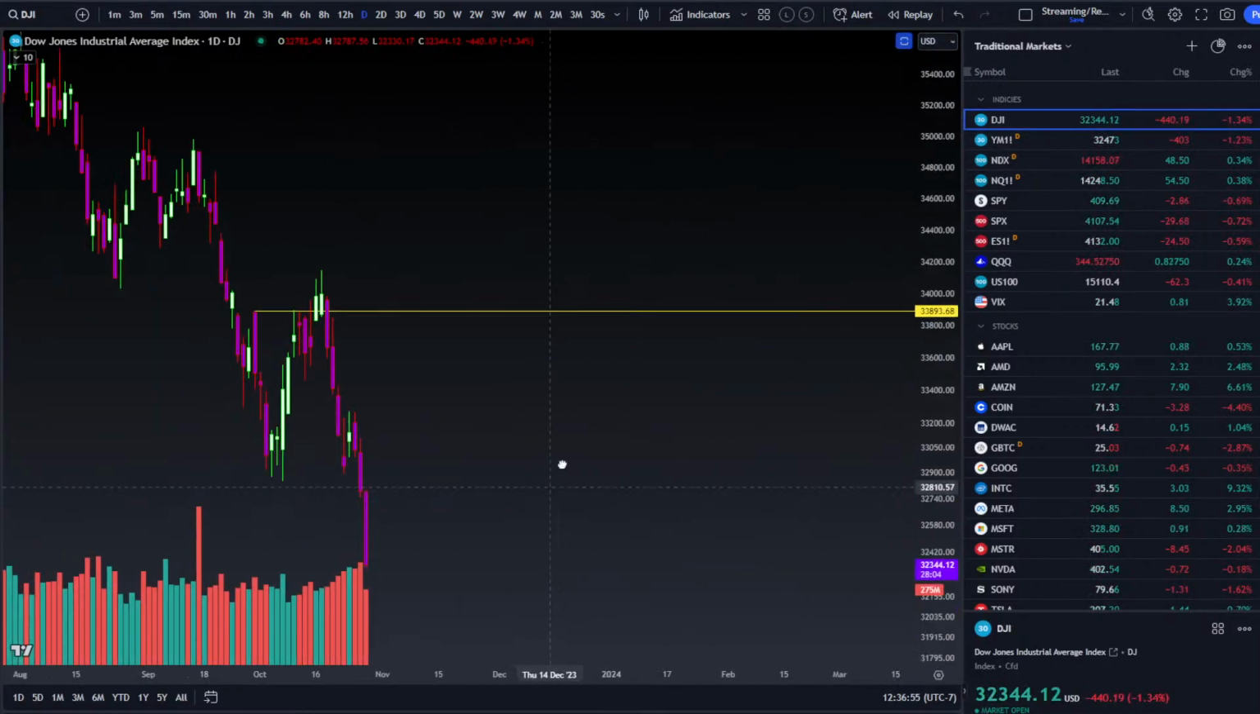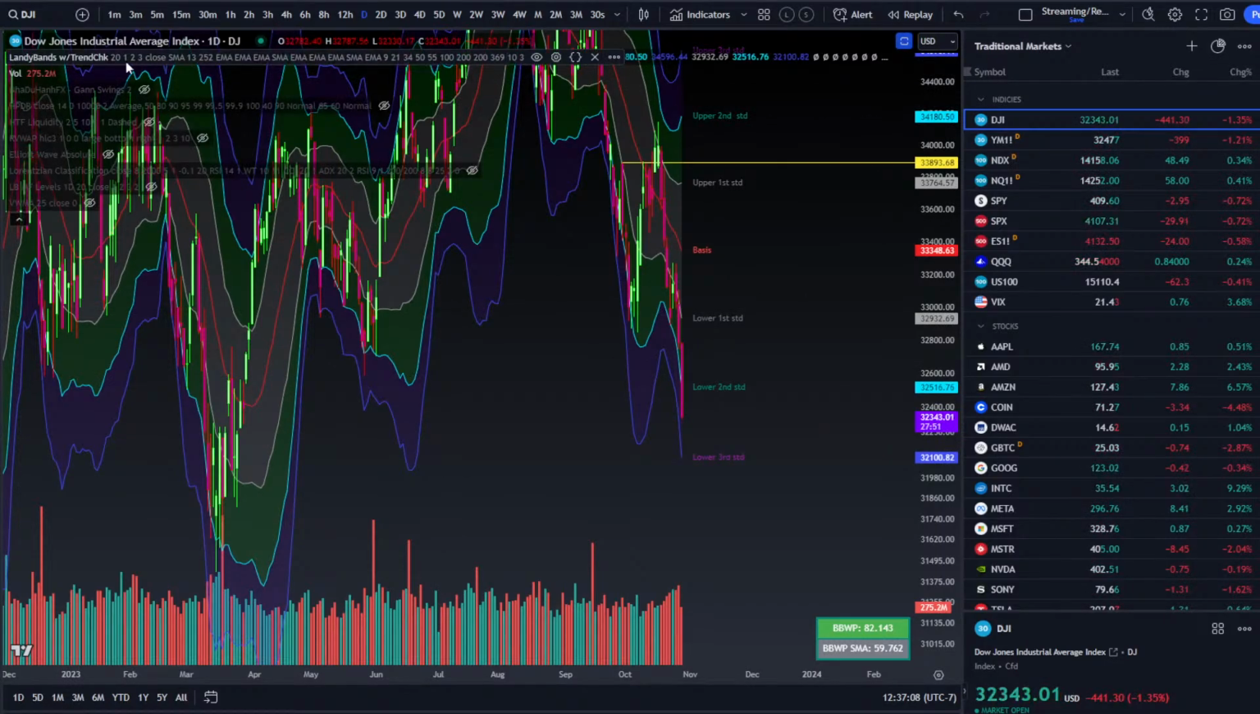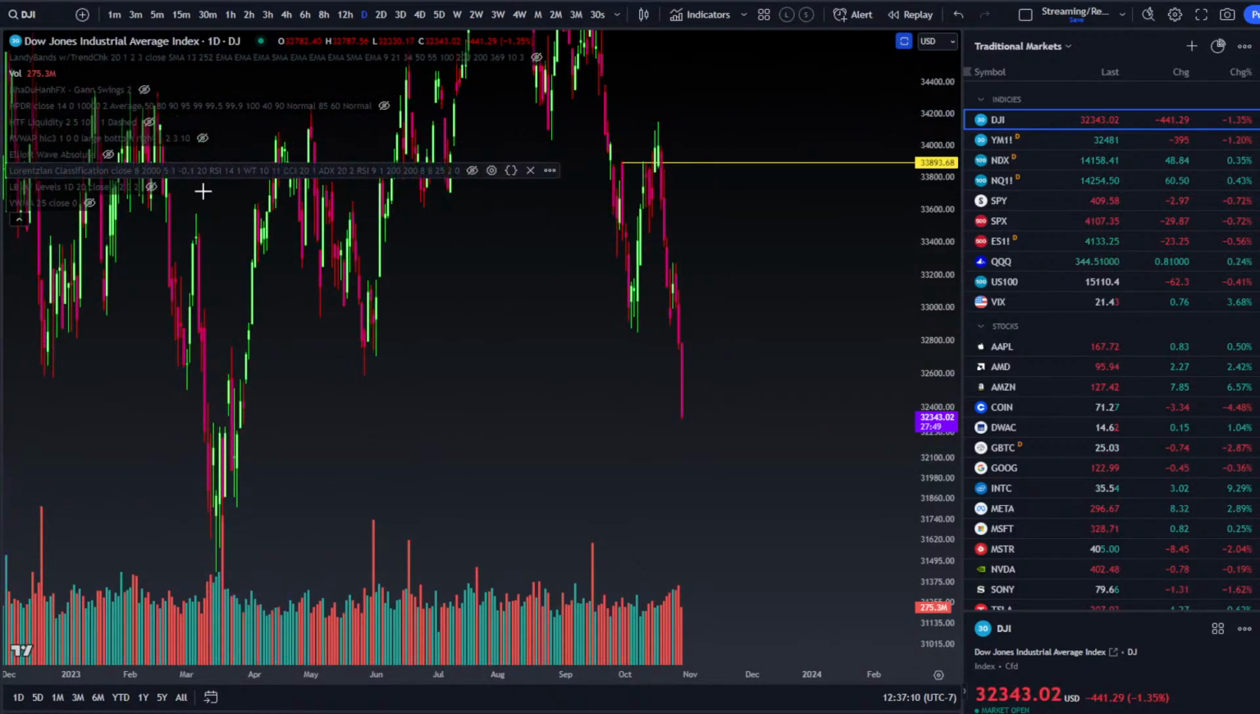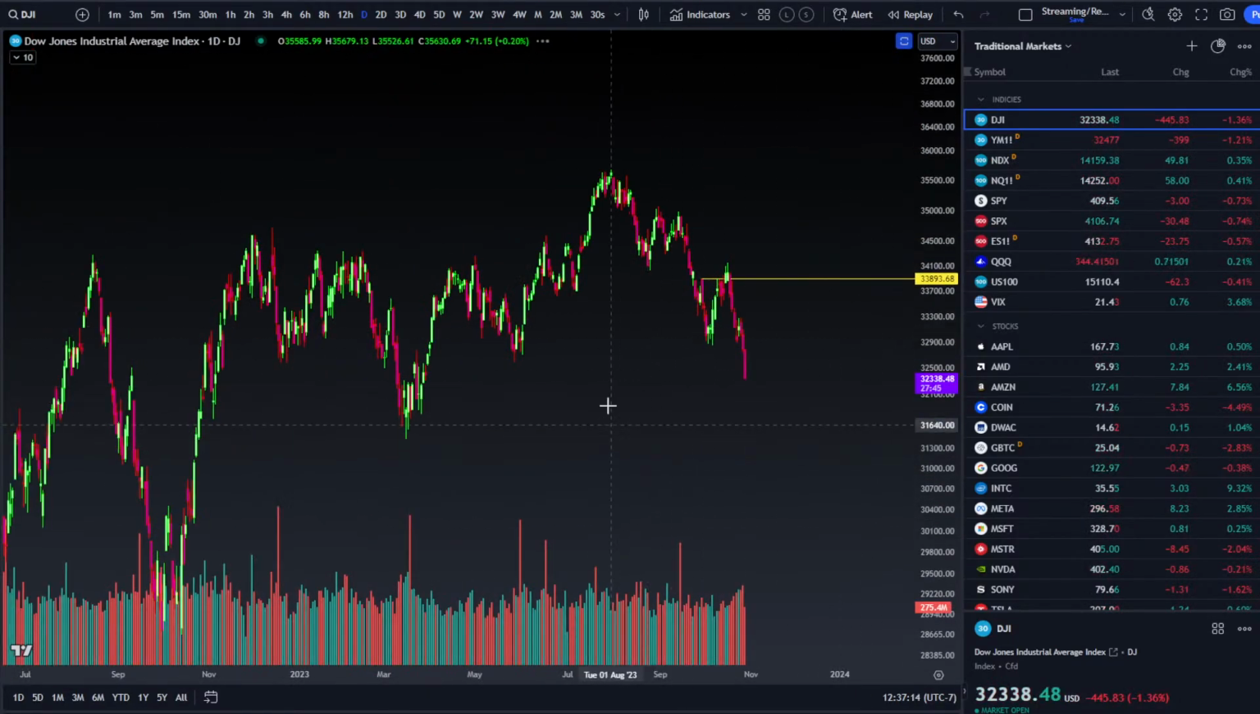Traditional markets are taking a leg down, starting to get into dangerous territory. 32.5 just broke down today for the Dow. So this is continuation. I do suspect it's probably going to get a pity bounce pretty soon.